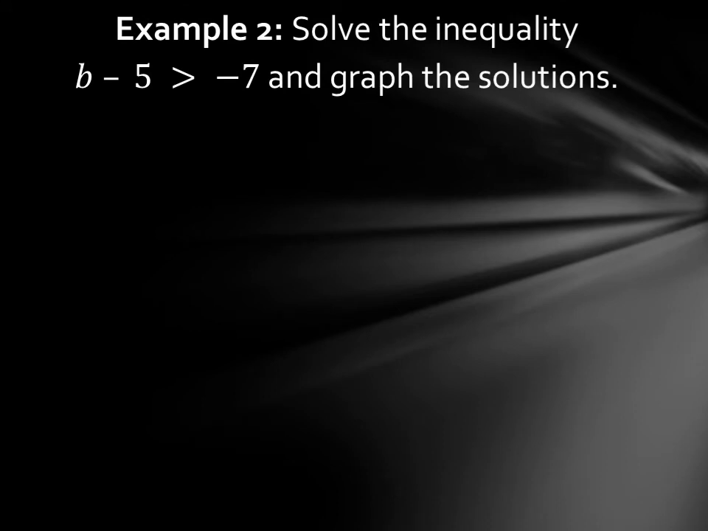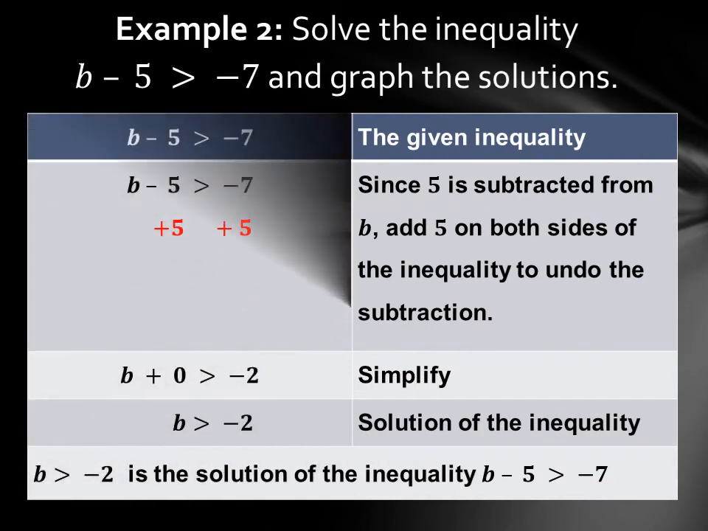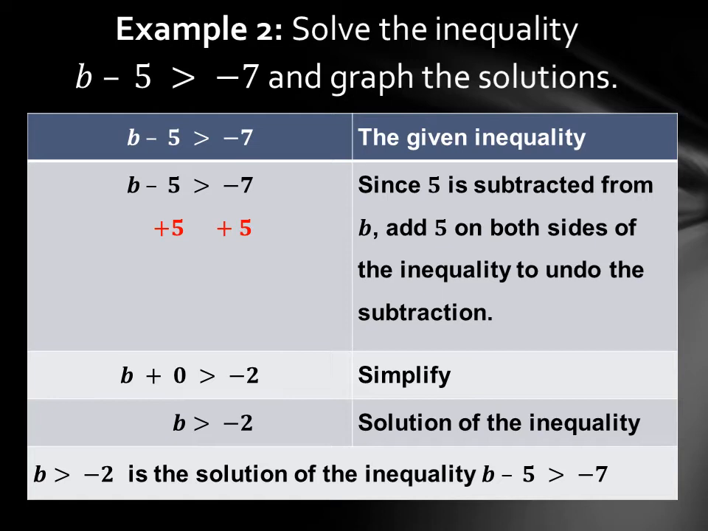Example number 2. Solve the inequality b minus 5 is greater than negative 7 and graph the solutions. First, we are going to rewrite the given inequality, which is b minus 5 is greater than negative 7. Since 5 is subtracted from b, add 5 on both sides of the inequality to undo the subtraction. So it becomes b minus 5 plus 5 is greater than negative 7 plus 5.